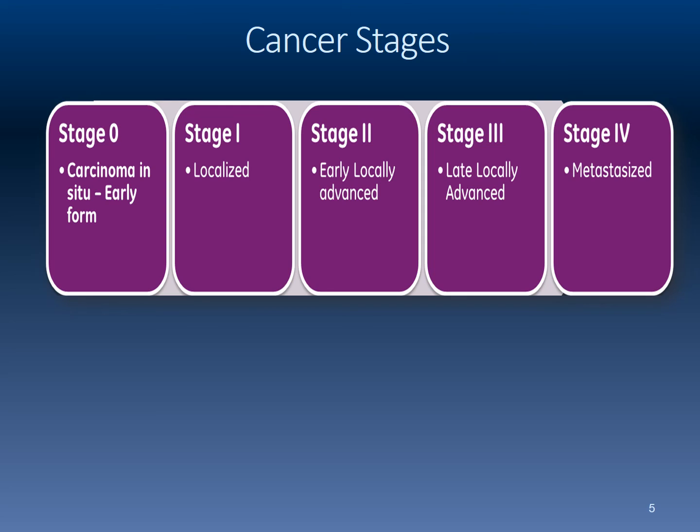Stage 2 describes the spread of cancer to the surrounding tissues, not larger than stage 1, and its early locally advanced cancers. Stage 3 identifies the spread of cancer to surrounding tissues and cells within the lymph node system. Late locally advanced is also a name for stage 3. And stage 4, which we know as metastasized cancer, is the last of the stages, describing the spread of cancer to another body organ.